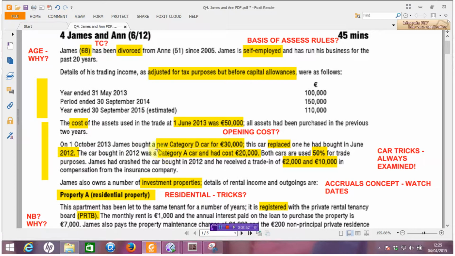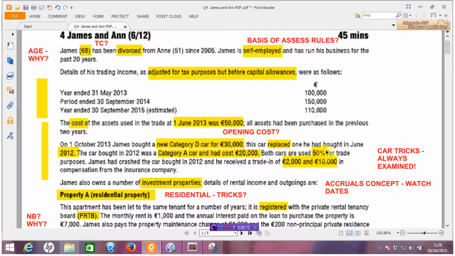But as always, there's some form of purchase of a car, that's in a category, we need to establish what cost to include. There is also a disposal of the car, a little bit unusual in terms of the proceeds. We've got a trade-in and some compensation because the car was written off. We've also got the classic private use trick.